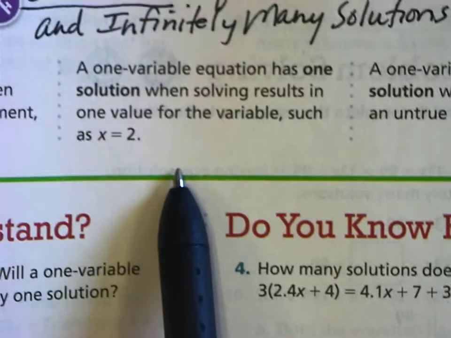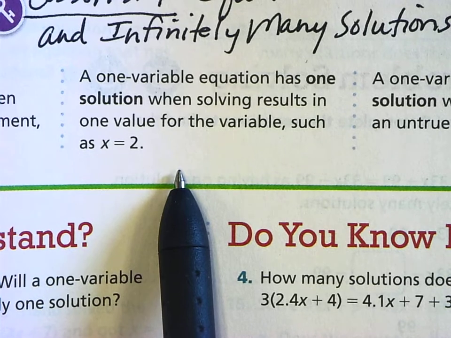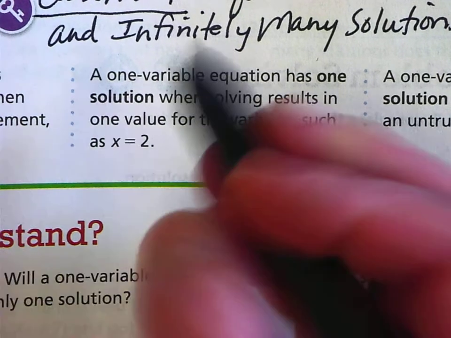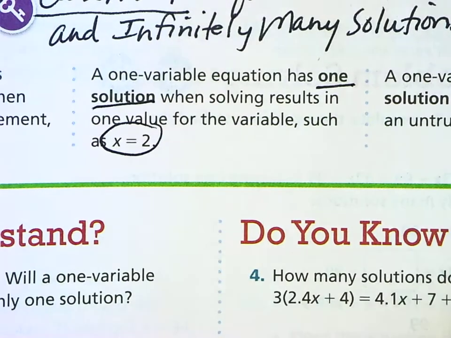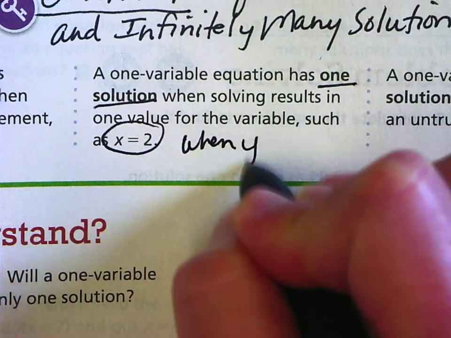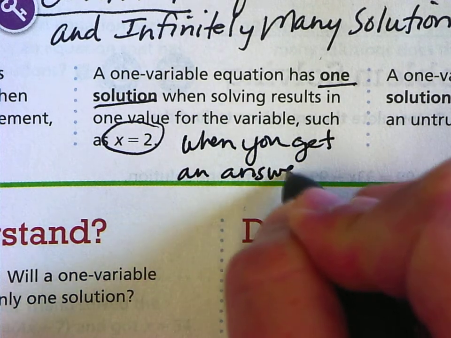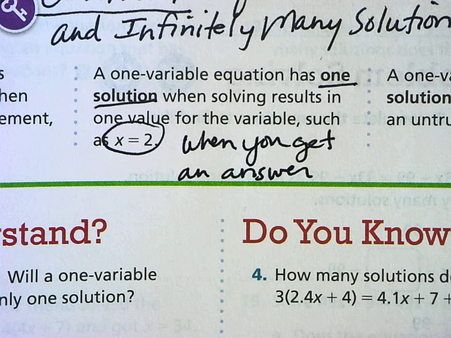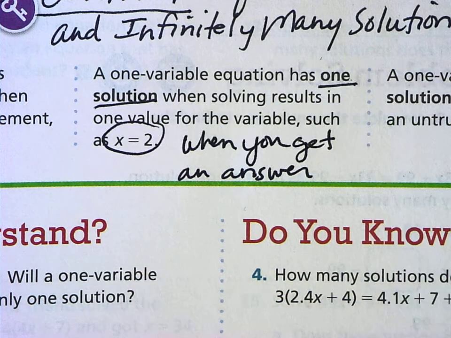Okay, so let's start off with what we've been doing so far. When we're able to solve an equation and get an answer, such as x equals 2, that's called one solution. We got an answer, that's a solution, right? So when you get an answer, x equals 2, y equals 7, whatever it is, if you're able to solve it and get an answer, that's one solution.